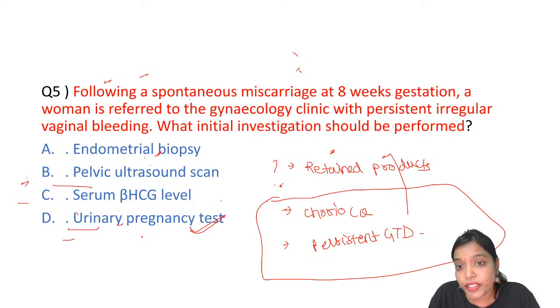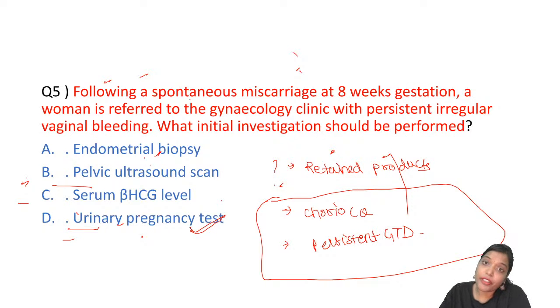If UPT is positive, normally UPT will become negative by almost 2 weeks for a post abortion. But after 2 weeks also, if it is persisting, then you have to go for the serum beta HCG level and all. Okay.